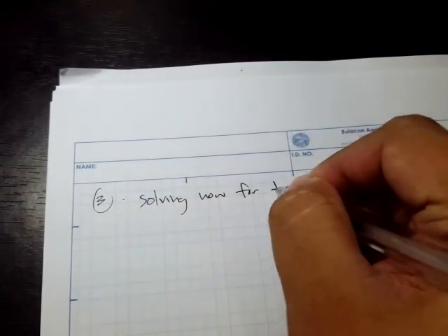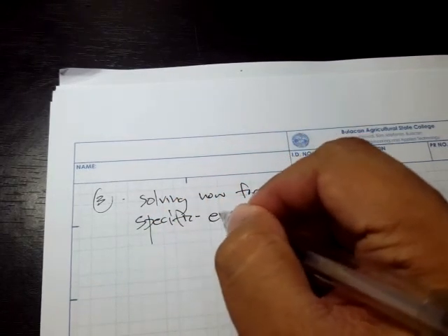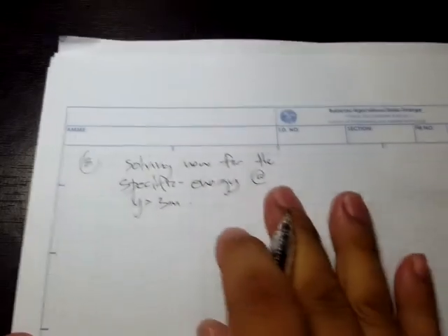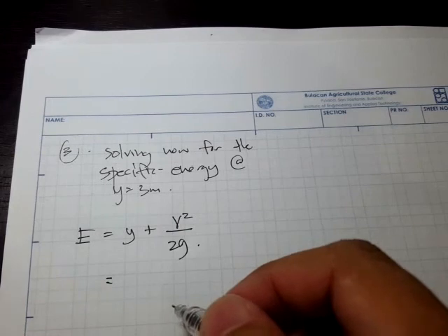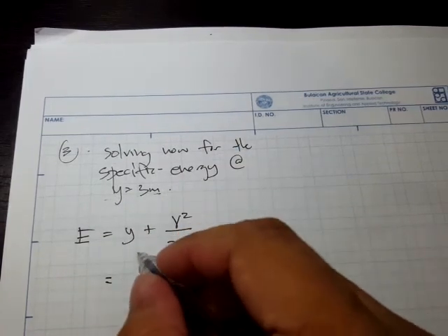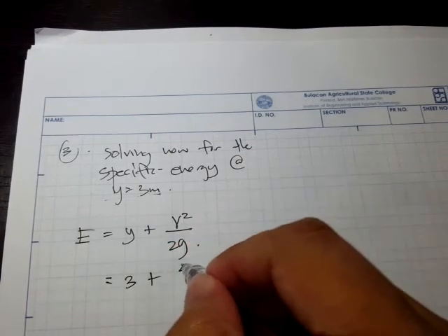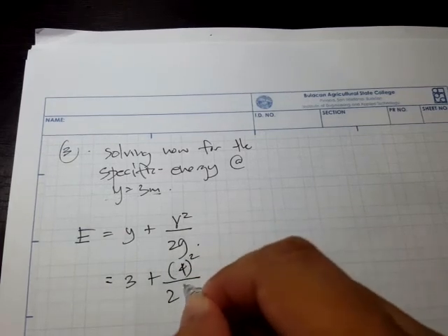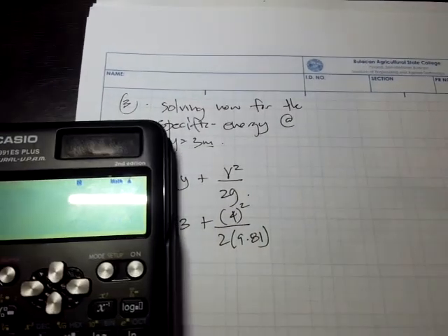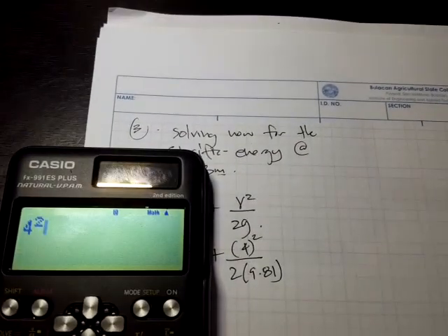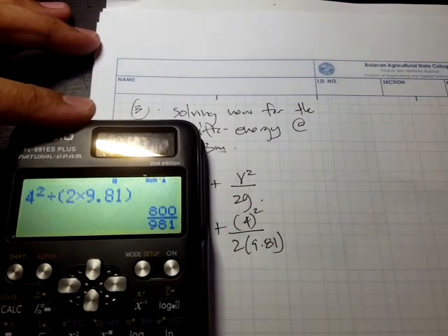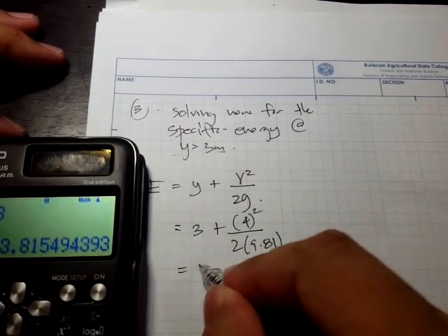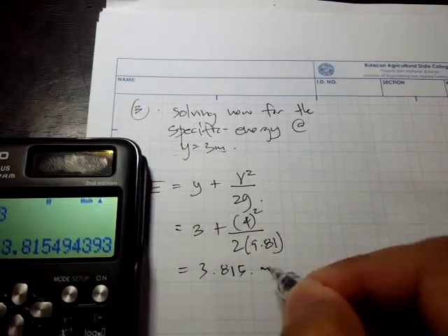Okay, so solving now for the specific energy at y is equal to 3 meters. So E is equal to y plus v squared all over 2g. At 3 meters, our y is 3 plus v squared, that's just 4 squared, divided by 2 times 9.81. So this is 4 squared divided by 2 times 9.81, plus 3. That's 3.815. Okay, that's in terms of head.